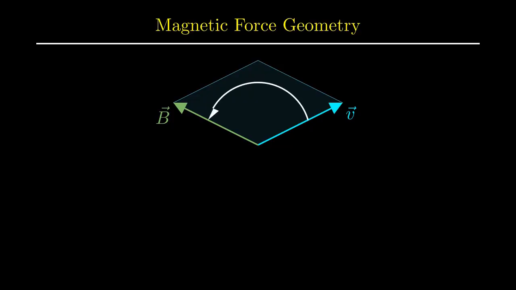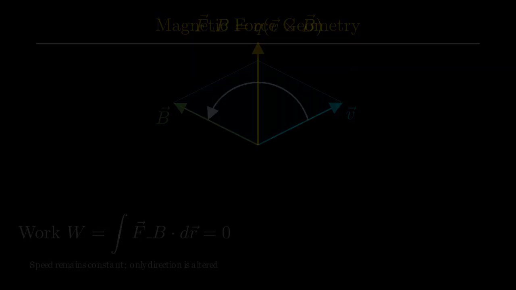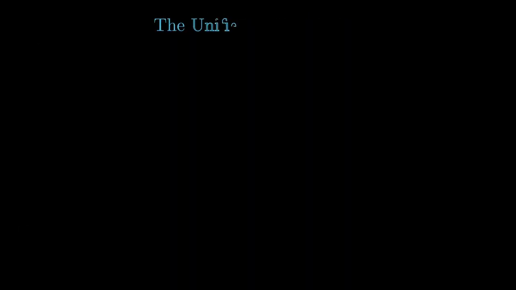This cross product signifies that the magnetic force is always perpendicular to both the particle's velocity and the magnetic field direction. This unique perpendicularity means that the magnetic force does no work on the particle. It only changes the direction of its motion, not its speed. This is a key distinction from electric forces.